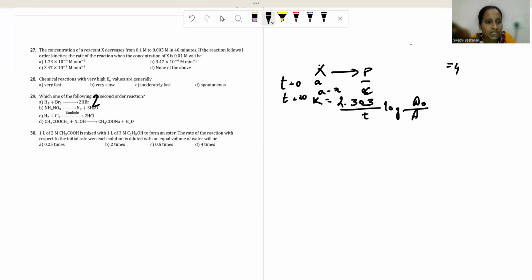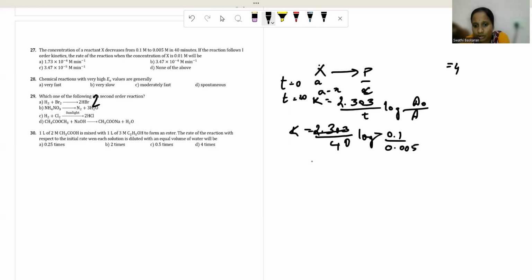So here in this question, they have directly given that A decreases from 0.1 molarity to 0.005 molarity, which means that A and A minus X values are being given directly, and hence it is just substitution and finding the value of K. So how do you find the value of K? K is equal to 2.303 divided by 40, then log of 0.1 divided by 0.005.